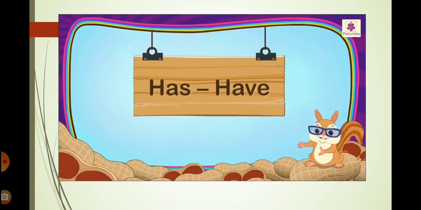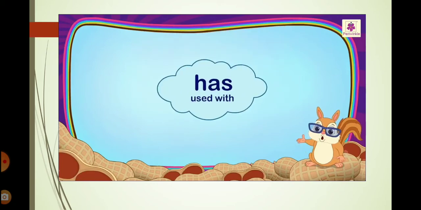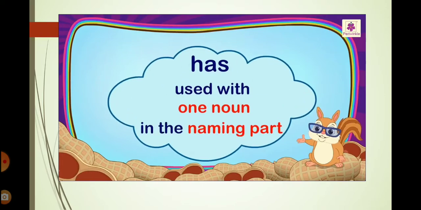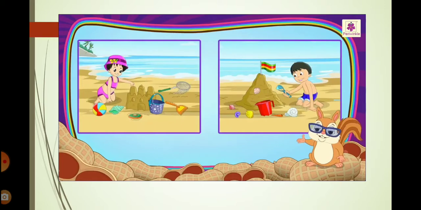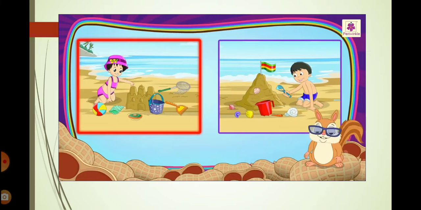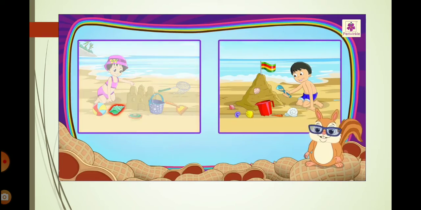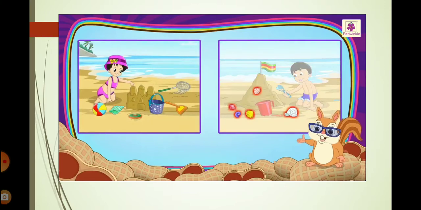Has, have. The word has is used with one noun in the naming part of a sentence. Look at these pictures. Nikki is at the beach. Ricky is at the beach too. Nikki has a shell. Ricky has many shells.